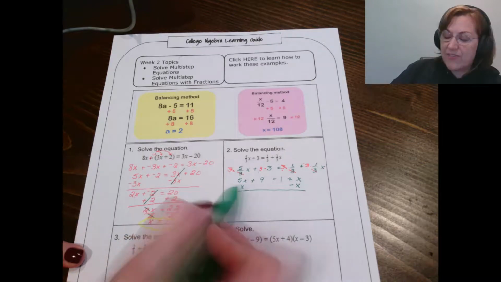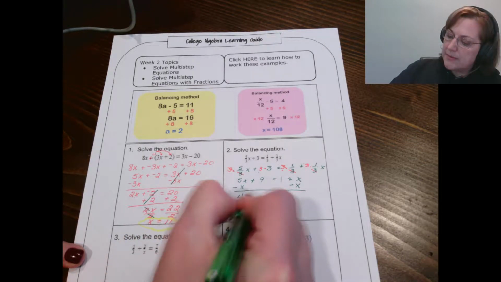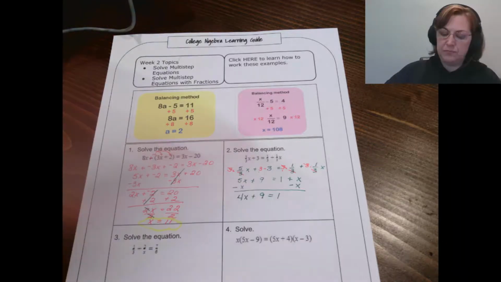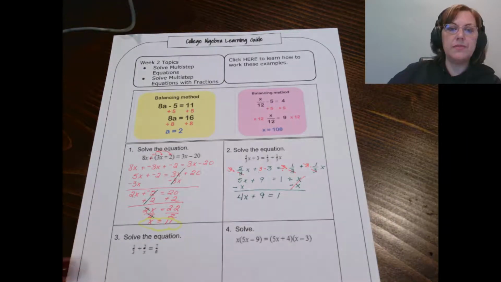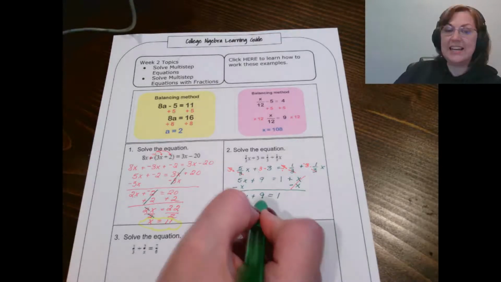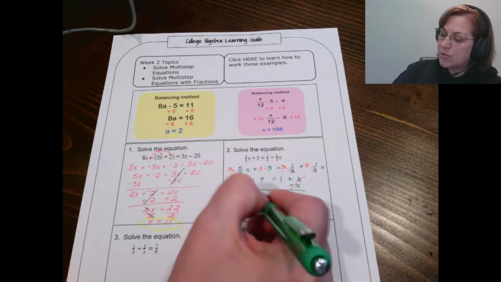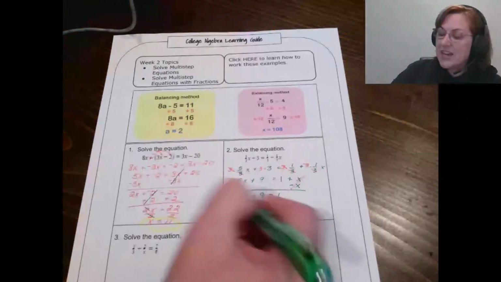Notice again that I lined up the x's. So 5x minus x is 4x. My x's cancel. Now I have to do the opposite of adding 9. The opposite of adding 9 is to subtract 9.